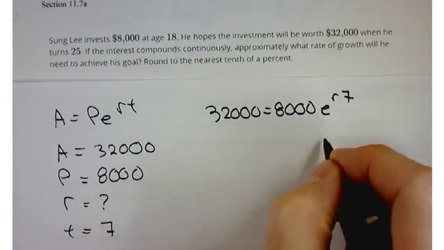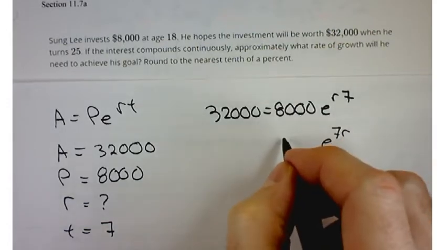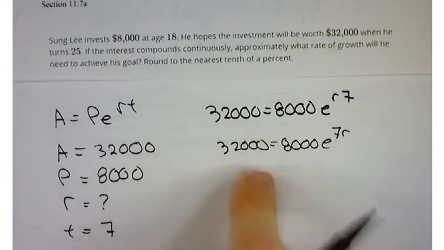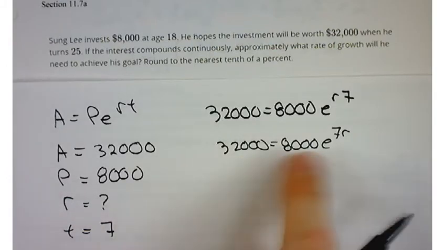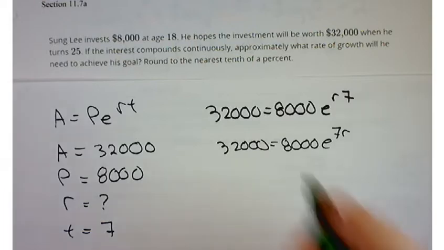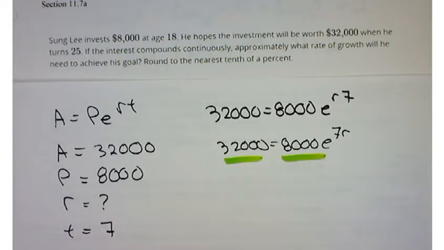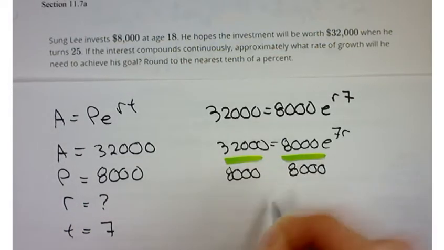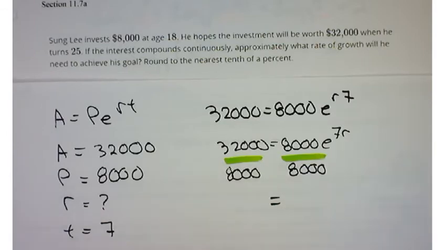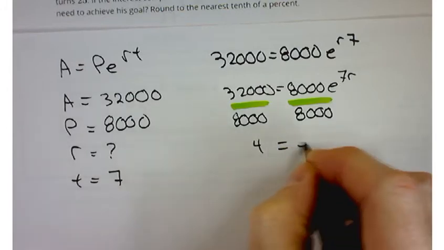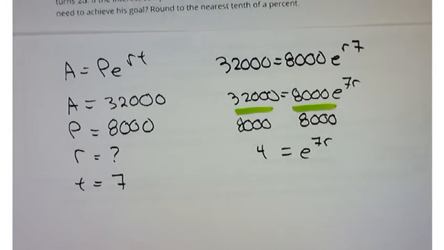Now I'm going to rewrite that as 7r, but there's something else I'm going to do here to make my life a little bit easier. How about if I divide both sides by this 8,000? Remember, I want to solve for r. So if I divide both sides by 8,000, I'll at least get r a little bit more by itself. Chris, what equation does that become? All right, 4 equals e to the 7r.